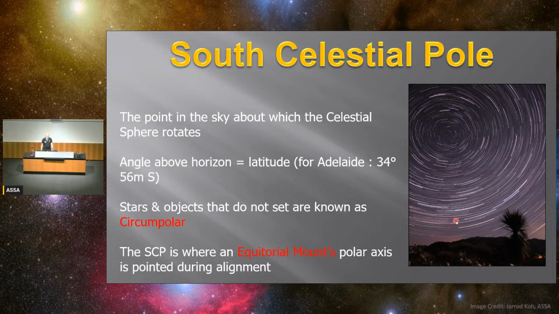The south celestial pole is where an equatorial mount's polar axis is pointed during alignment, which if you've ever done that, you would know that.